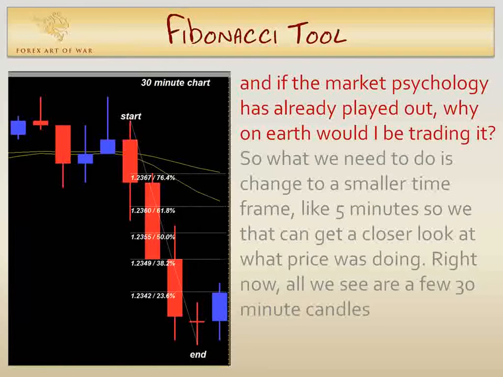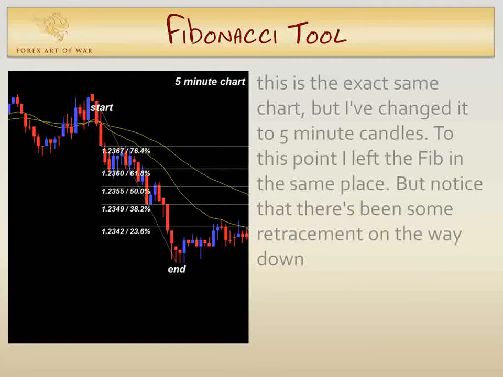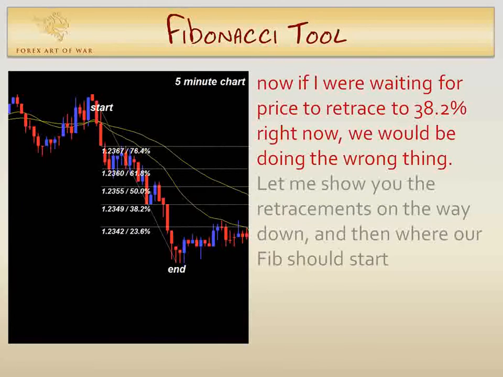So what we need to do is change to a smaller time frame, like 5 minutes, so that we can get a closer look at what price was doing. Right now, all we see are a few 30-minute candles. This is the exact same chart, but I've changed it to 5-minute candles. To this point, I left the fib in the same place, but notice that there's been some retracement on the way down. Now, if I were waiting for price to retrace to 38.2% right now, we would be doing the wrong thing. Let me show you the retracements on the way down and then where our fib should start.